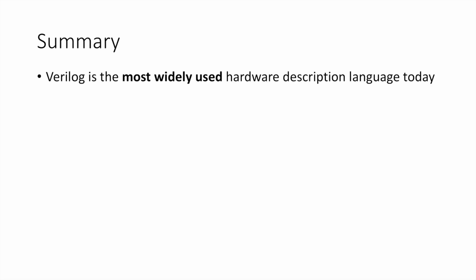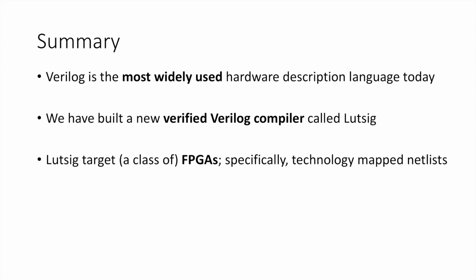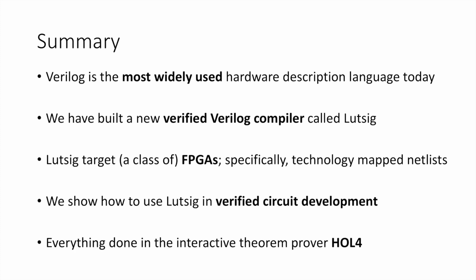Let's start by summarizing what is going on here. First, it is good to know that Verilog is the most widely used hardware description language today. What we have done is build a new verified Verilog compiler called Lutsig. Lutsig targets a class of FPGAs, that is, programmable logic, and specifically, Lutsig is capable of producing technology mapped netlists for FPGAs. In the paper and in this presentation, we show how to use Lutsig in verified circuit development. And lastly, all of this has been done inside the interactive theorem prover HOL4.